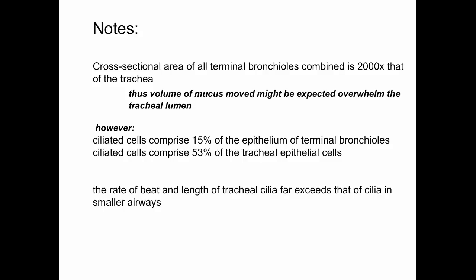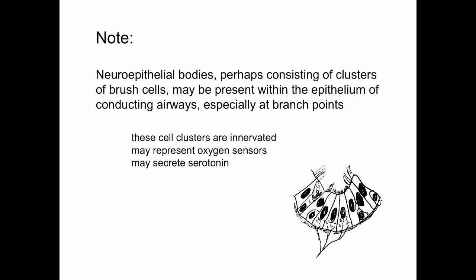Also, the rate of beat and the length of the tracheal cilia far exceed that of the cilia in the smaller airways. There are also some neuroepithelial bodies, perhaps consisting of clusters of brush cells, that might be present within the epithelium of the conducting airways, especially at their branch points deeper in the conducting portions of the respiratory tract. These cell clusters are innervated, they may represent oxygen sensors, and they may actually secrete serotonin.